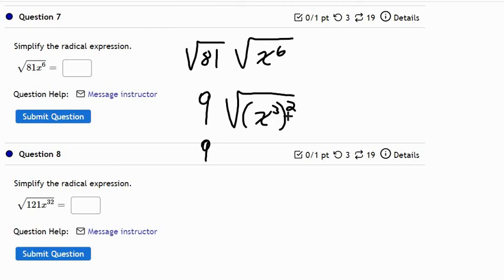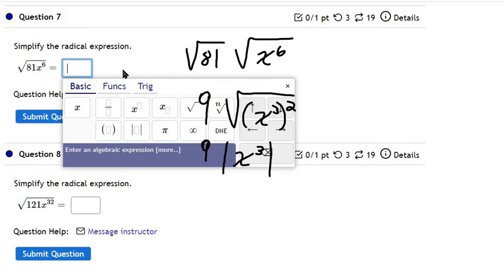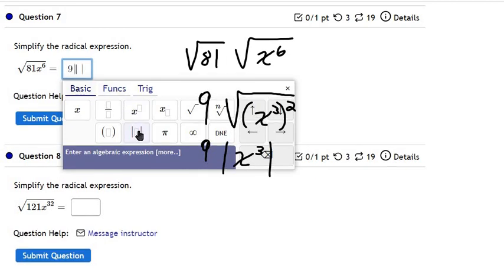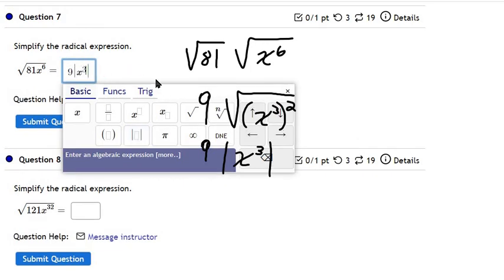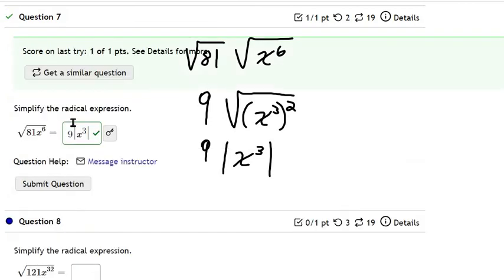So I still have the 9, and then I'm taking the square root of x to the 3rd squared, and because of the index being even, that is going to be the absolute value of x to the 3rd for the answer. And because we don't know the sign of x to the 3rd, it would be negative if x is negative, or positive if x is positive. Because I don't know the sign, I have to keep the absolute value. So this is going to be 9 times the absolute value of x to the power of 3. All right, and that's that one.